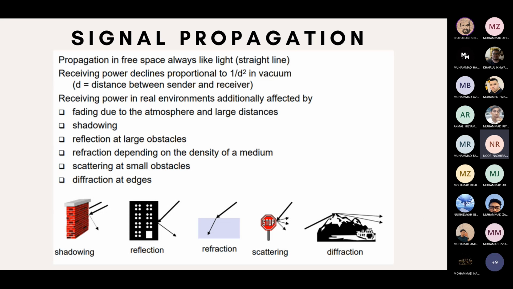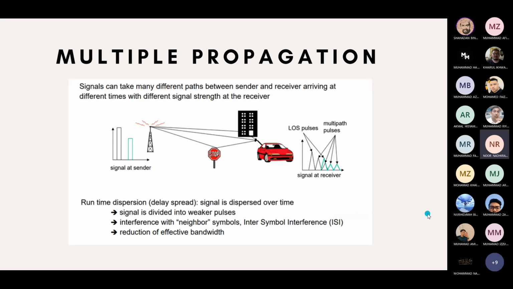Okay, next slide. Okay, next is multiple propagation. Signals can take many different paths between sender and receiver, arriving at different times with different signal strength at the receiver.